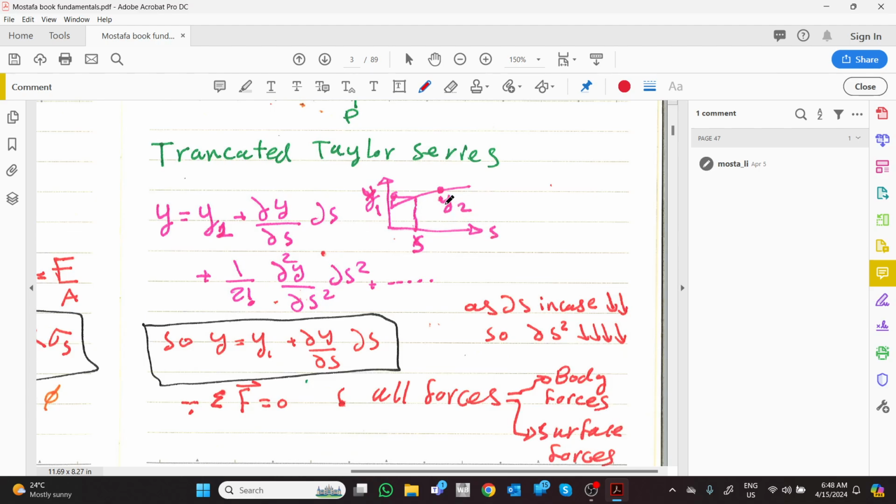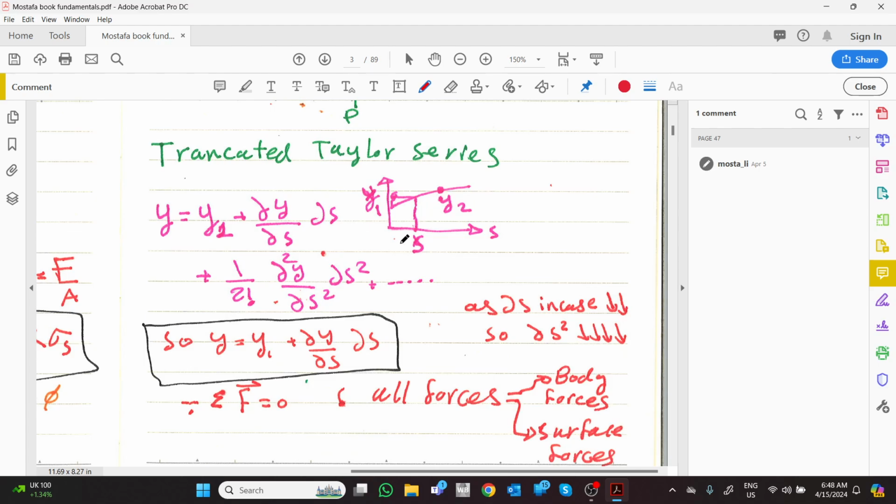So the rate of change based on s, we cannot write dy, it is del y, because y can change for other parameters. So it is a general form, by the way. Multiply by ds, the distance squared, plus etc. 1 over 3 factorial for the third derivative, partial derivative, multiplied by del s to the power 3, and etc.